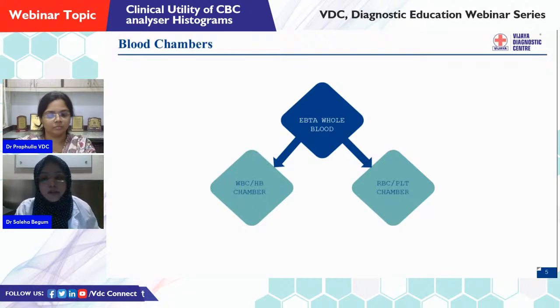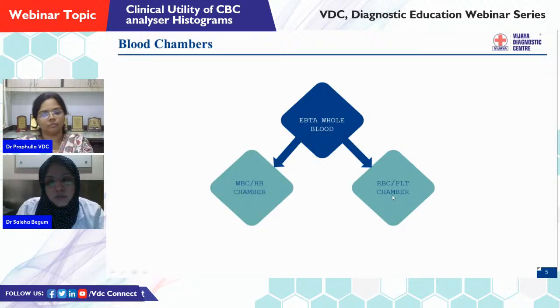What happens inside the automated analyzer is that once the whole blood is aspirated, it is divided into two chambers, the WBC hemoglobin chamber and an RBC platelet chamber. In the WBC hemoglobin chamber, the VCS technology operates to give us the differential count as well as the sizing and numbering of the cells. In the RBC chamber, the Coulter principle operates to give us the total count.